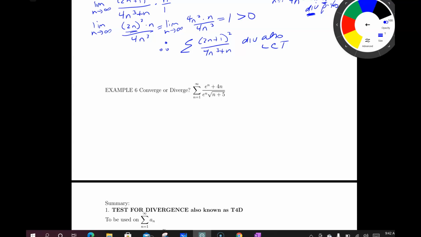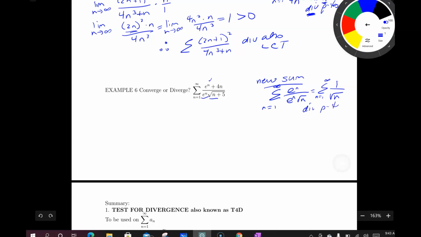All right, one more. Too much going on, addition on top and bottom. I'm going to go right to making up a new sum. From the highest power in the numerator, e to the n is more powerful than n, so e to the n from the numerator. From the denominator, I have to bring both of these along because they're multiplied times each other. So the e to the n's cancel, and I get 1 over root n. This diverges by p-test.